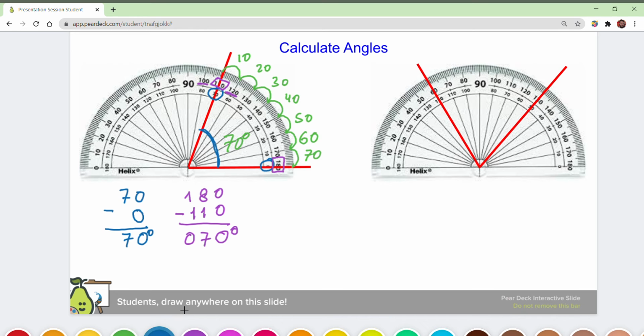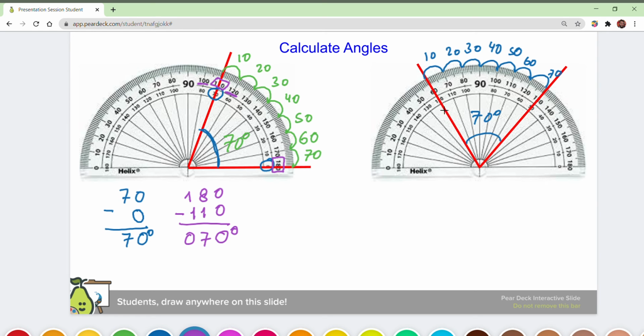Now let's look at the other angle we have over there. In this case, we're going to start by skip counting. 10, 20, 30, 40, 50, 60, and 70. So my angle is 70 degrees.